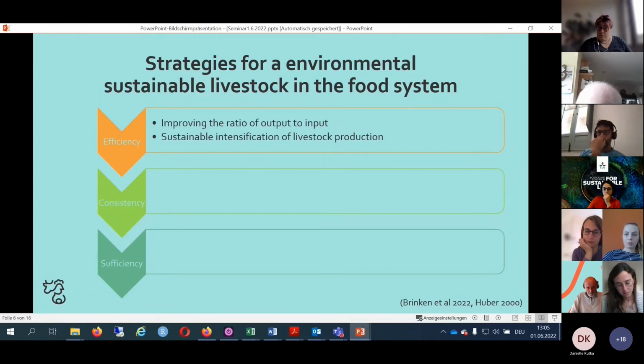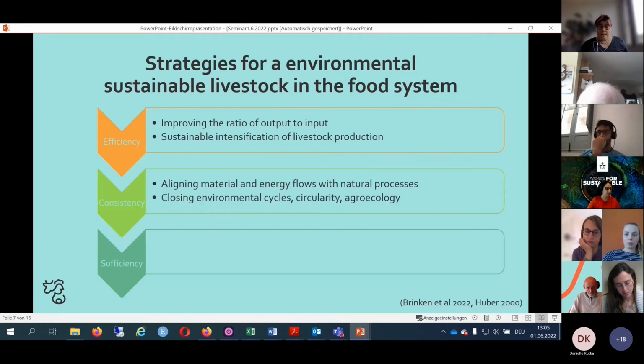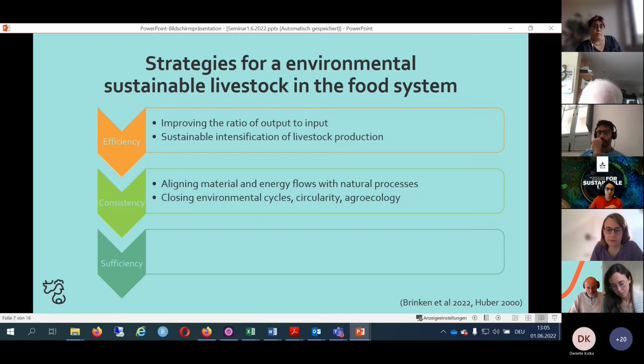Well, there are two other strategies. One is consistency, which is about aligning material and energy flows with natural processes. And the concept that links to livestock would be closing environmental cycles, such as nitrogen cycles, but we can also talk of phosphorus and carbon, which links to this concept of circularity, and more and more also to the concept of agroecology.